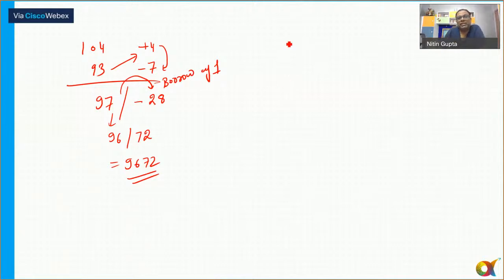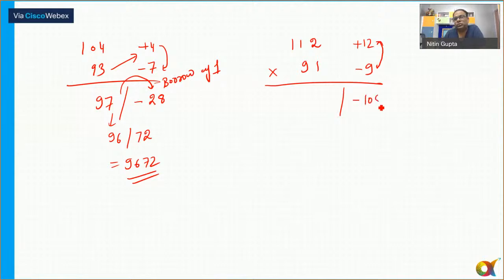Let's take another example. Let's say this is 112 into 91. I need to multiply these two. I can say this is plus 12 and this is minus 9. So 12 into minus 9 is minus 108. And 112 minus 9 or 91 plus 12, both of them will give you the same value. So 112 minus 9 is equal to 103.